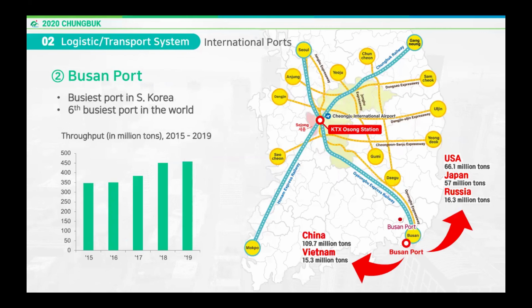Busan Port is the busiest port in Korea and the 6th busiest port in the world. The yearly throughput reached 457.5 million tons in 2019. Also in 2019, the 5 countries with the highest throughput in Busan port were China, the US, Japan, Russia, and Vietnam.